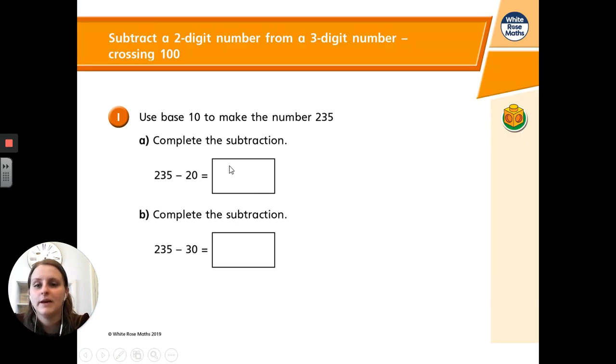Okay, so use base 10 to make the number 235. So you can do this, you can draw that if you want to. You don't have to. If you want, you could always just set it out into a column, or you could do it in your head if you can. So for the first one, it says complete the subtraction. 235 subtract 20. And then B is 235 subtract 30. So have a go at those questions. You may need to exchange, may not. Have a think.